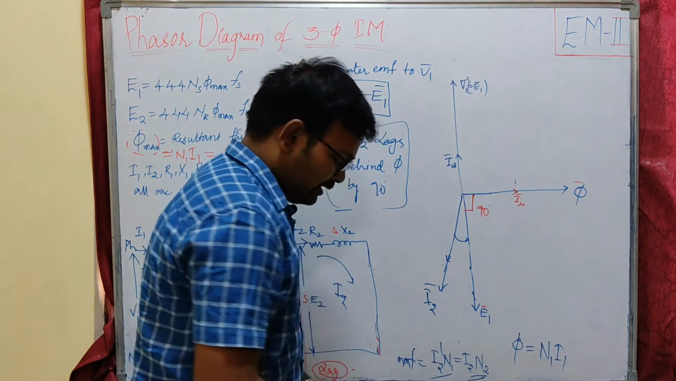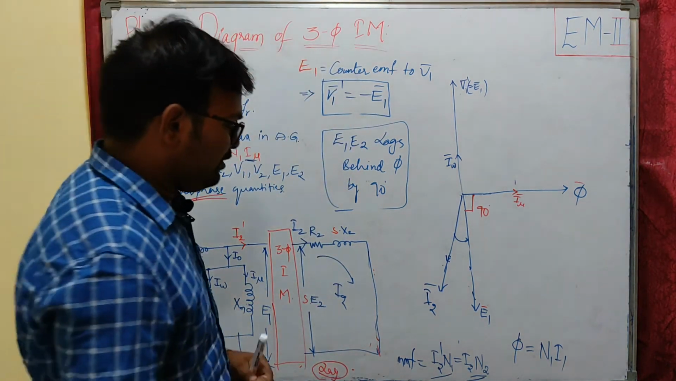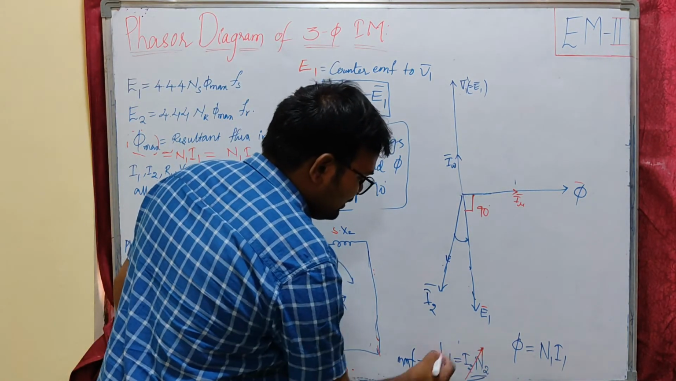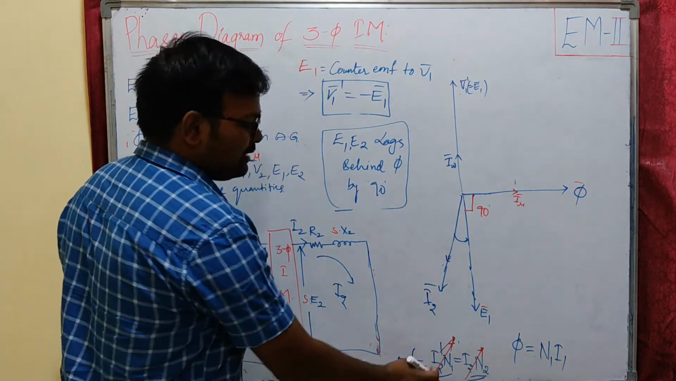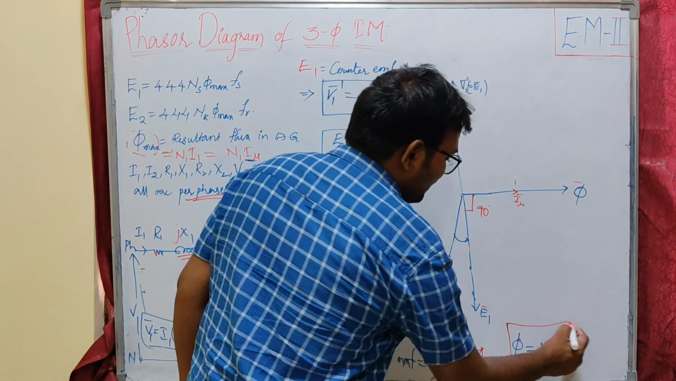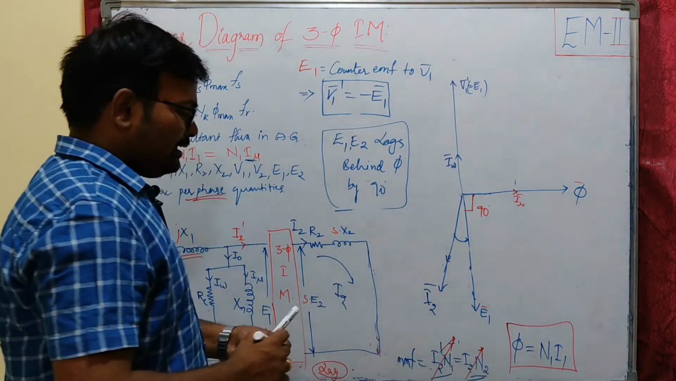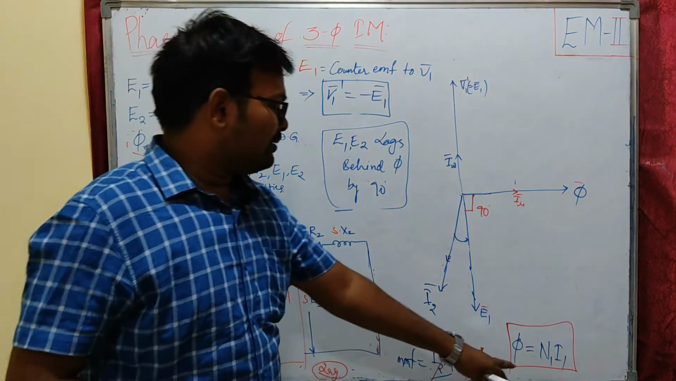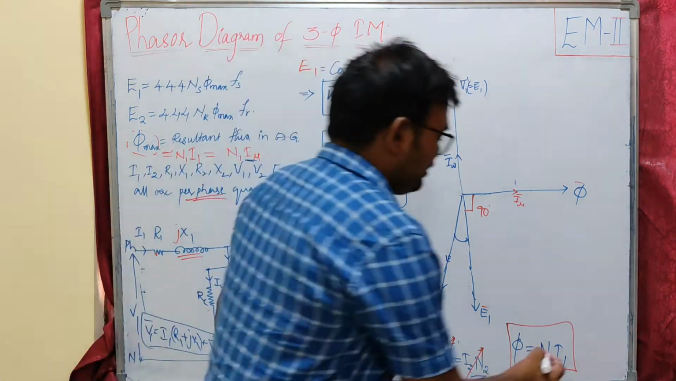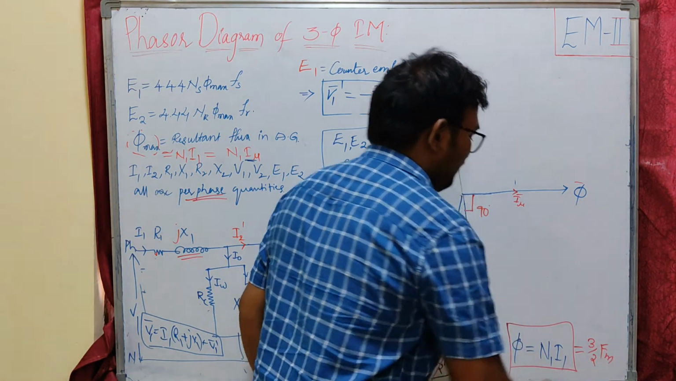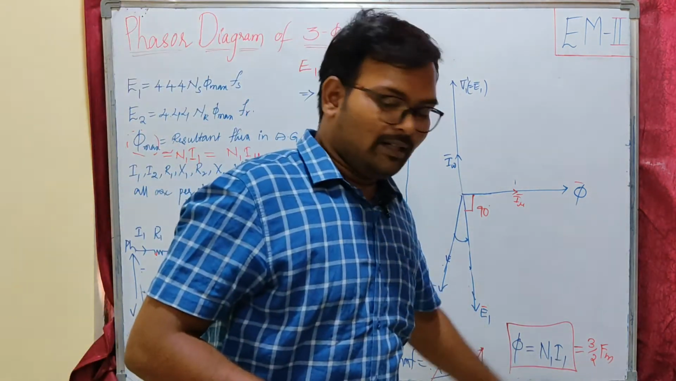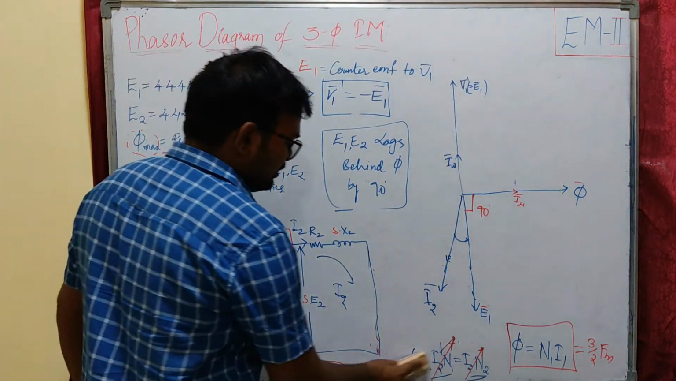So the disturbance caused by the load current will be nullified by the MMF of the load component of stator current. This MMF will be nullified with this MMF. So the net MMF will be only due to the exciting current, that is I naught N1. There will be no disturbance to our air gap flux. The maximum value of our rotating magnetic field is 3 by 2 Fm. This is constant and rotating at synchronous speed. You know the concept, right?